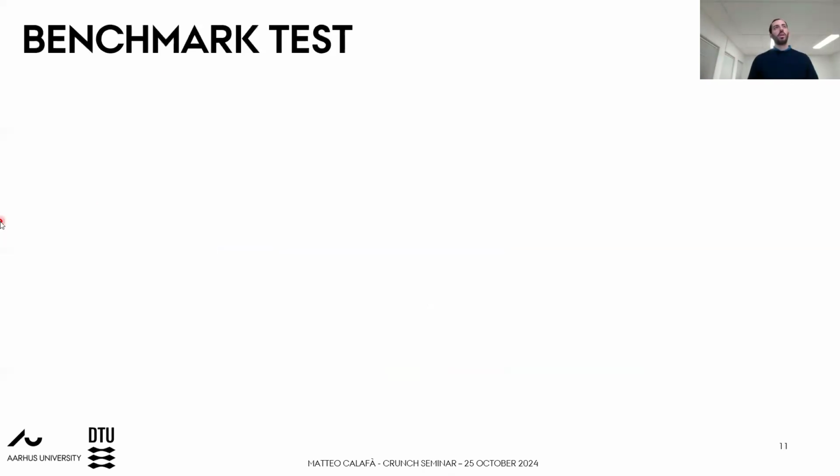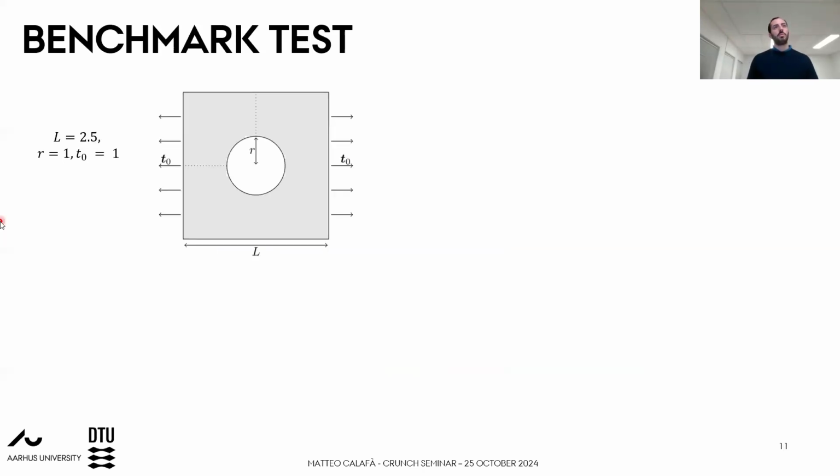Okay, so it's time to assess our strategy, and we consider a relatively simple test with a plate under traction. This is normal traction, but in general it is not. So traction on the two sides. And we focus on just the first quarter on the top left. And indeed, on the dotted lines, we apply some symmetry conditions, since we know that this problem is symmetric.